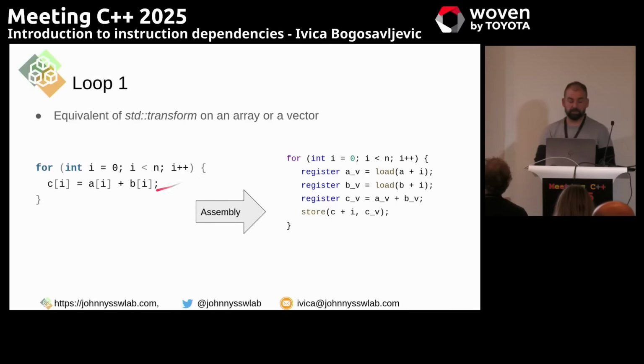This is the first operation here. It's a very simple loop: C of I equals A of I plus B of I. If I convert this to some kind of pseudo assembly, I get something like this. I load from A plus I into a register. Then I load from address B plus I into a register B. I perform the addition, A plus B to C. And then there is a fourth instruction which stores the result, CV to C plus I. So in total 4 instructions. But the question is, even with an unlimited amount of hardware, how much time would this need to execute?